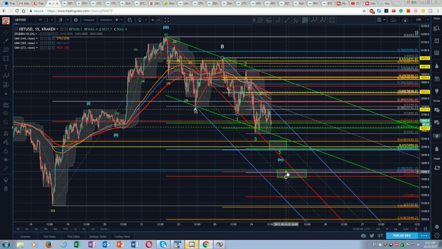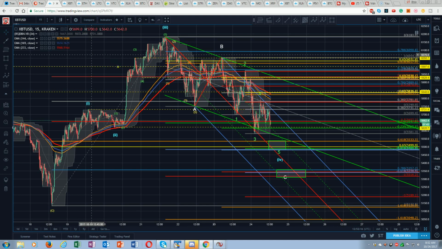If we get this deep, then we're really challenging the idea of this being a 4th wave. So I think we might consider relabeling if we see that. But right now we're just hovering right where you would anticipate it to be looking for support, which is between the 1 and the 2 wave. Even though we have this very shallow 2, you can see how that's providing some support.